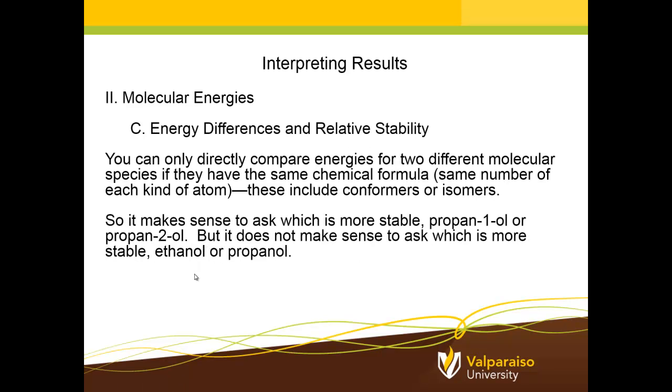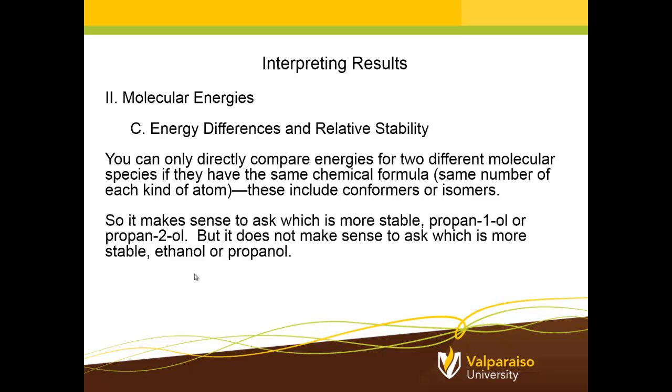And finally, what about the differences in energy between different molecules? It turns out that we really can only directly compare those energies for two different molecules if those two molecules have the same chemical formula, which means they have the same number of each kind of atom. These include familiar cases like conformers or isomers. As a result, we can compare two energies for, let's say, two isomers of the same substance, and we can ask which one's more stable.